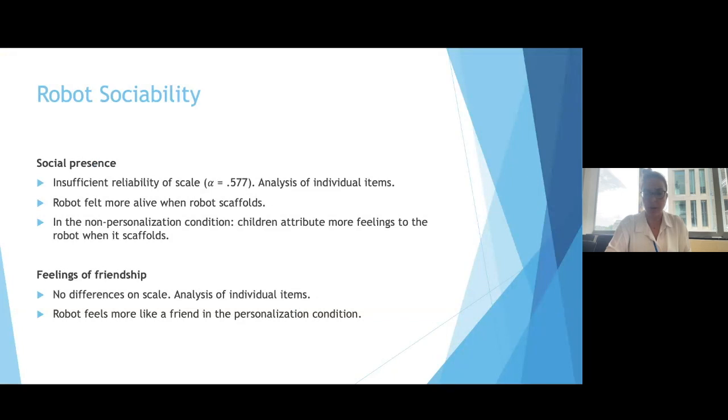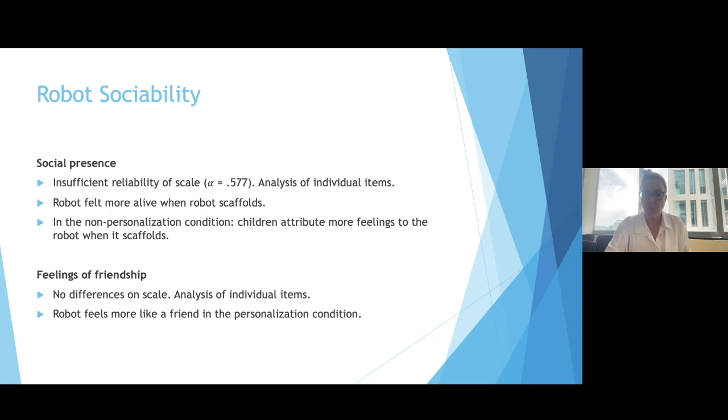Of course, if we look at the robot sociability, the social presence scale was not reliable enough, so we looked into the different separate items and analyzed them separately instead. That means that the results show that the robot felt more alive to children when they were in the guidance condition, and that when the robot did not personalize the interaction, the children attributed more feelings of friendship to the robot when it was guiding them through their behavior.